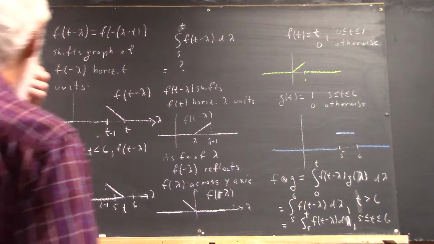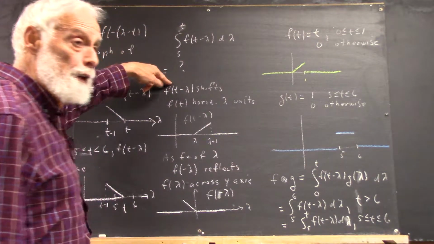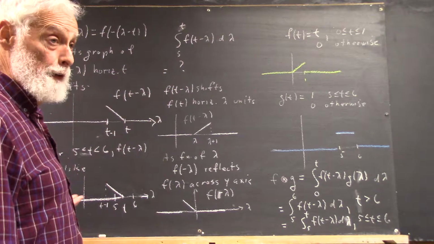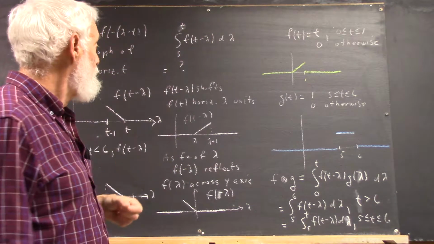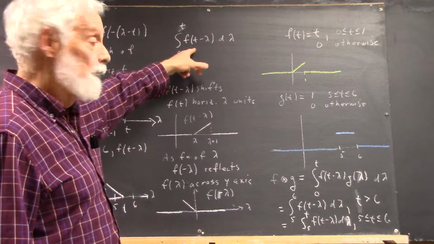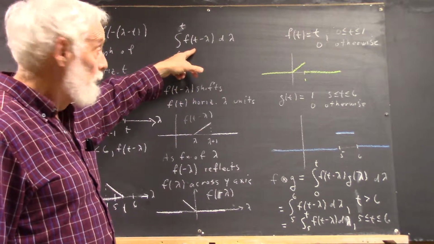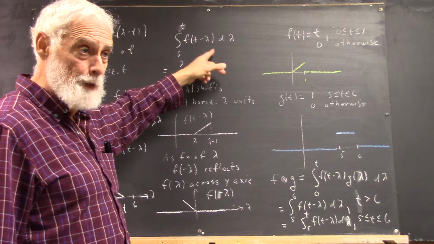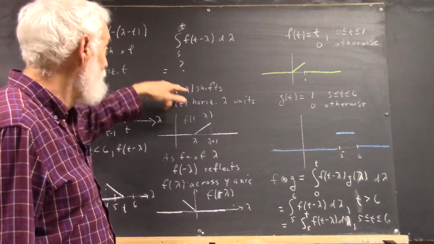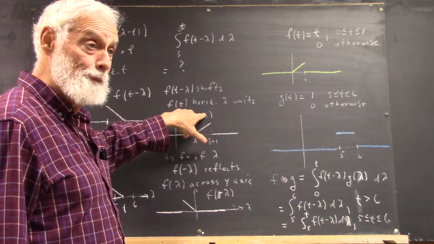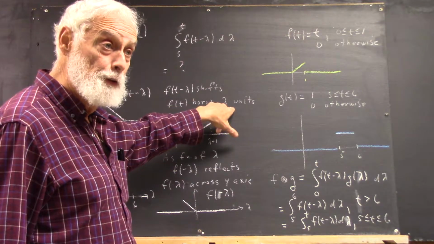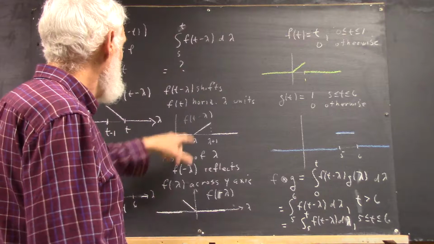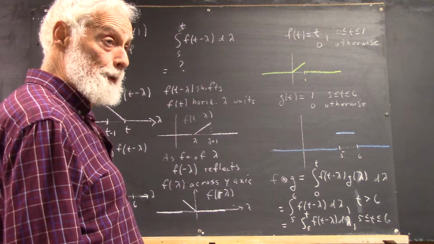Okay, trying to do this integral, it's a little hard to get a handle on it until you've got a picture of the function. So let's get a picture of the f of t minus lambda function. First of all, if you regard this as a function of t, which you don't really want to do since you're integrating with respect to lambda, the easiest thing to understand is just how this horizontally shifts. F of t minus lambda shifts f of t horizontally by lambda units, right? So that would be f of t minus lambda.